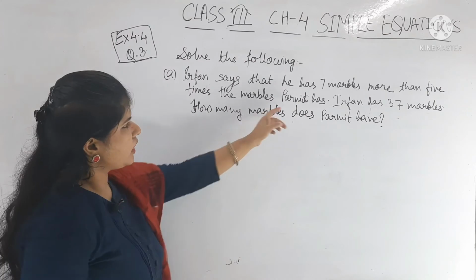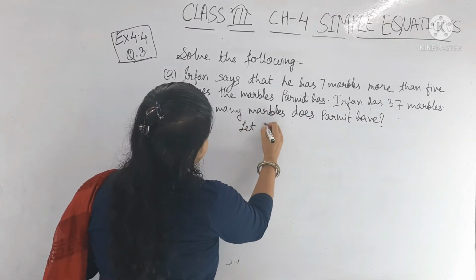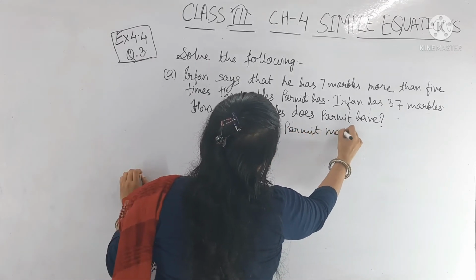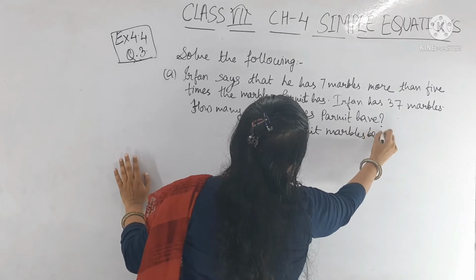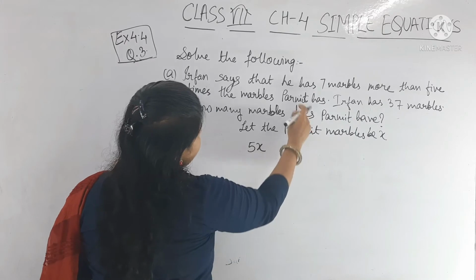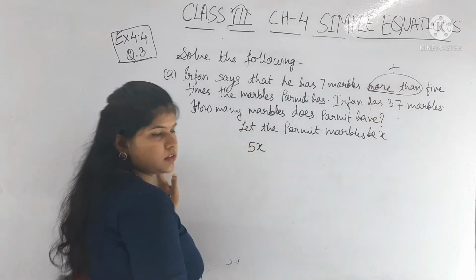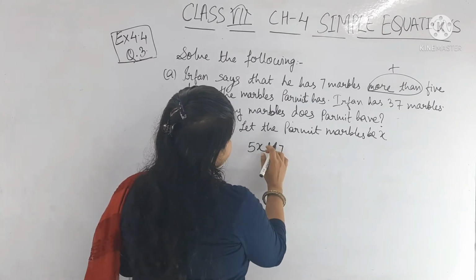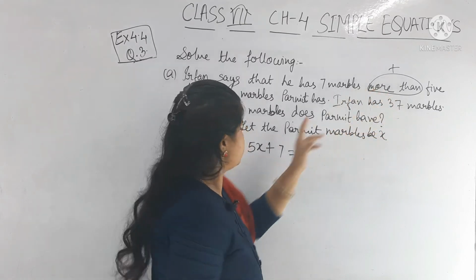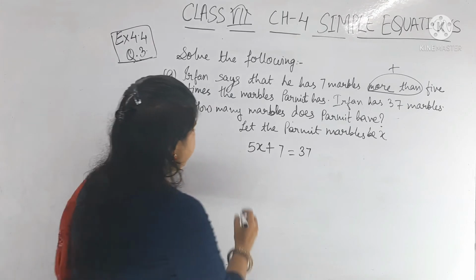Here Parmeet's marbles are not given, so let the Parmeet marbles be x. And 5 times the marbles is 5x. Here more than means add, plus 7, equal to Irfan has 37 marbles. So equal to 37. This is your equation.